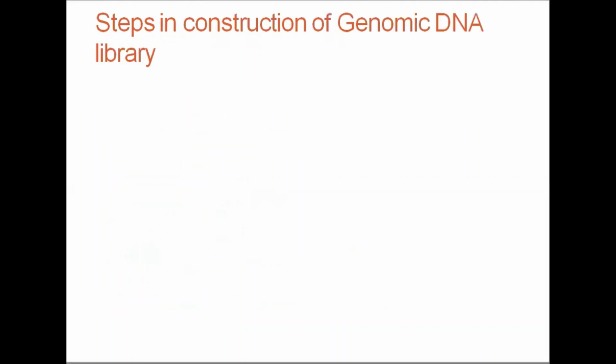When I talk about steps in genomic DNA library construction, it's very easy. What we first need to do is the isolation of the genomic DNA. Always remember, isolation is quite important. From where are you isolating, which organism or which tissue it is? That's very important. Once you isolate the genomic DNA, then you need to purify it, and then we have fragmentation.